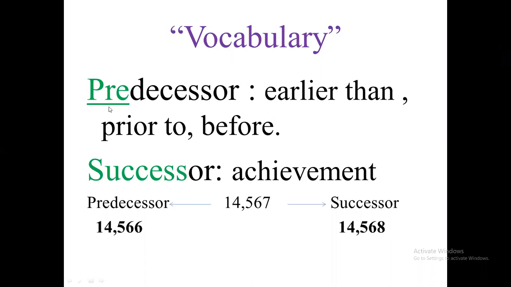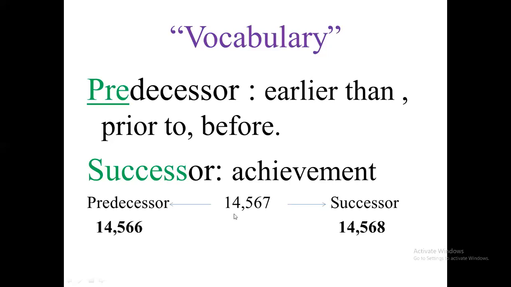Predecessor starts with the word pre, P-R-E, pre. As you can see on your screen, I have highlighted this in green. Pre means earlier than, prior to, or before. You can take the example of pre-primary. Before coming to class one, you were in your pre-primary classes. Another example: whenever you start writing a story, you always do the pre-writing of that, which means the things you do earlier. And predecessor means the number which comes before. In the same way, successor comes from the word success, and success means to achieve something. Here you have to achieve a number which comes next.